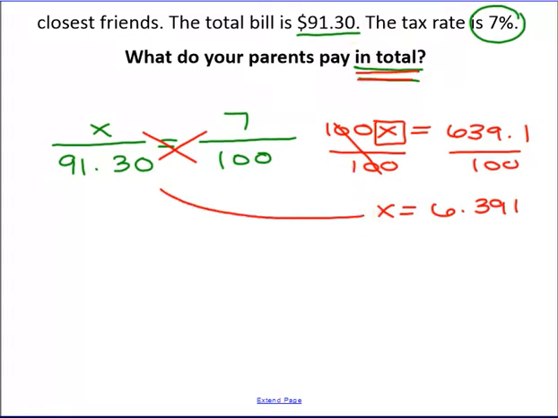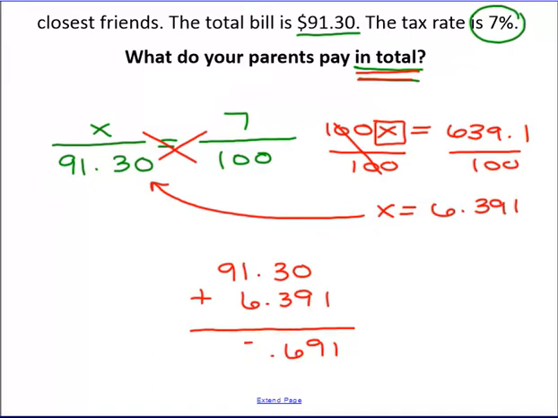So I need to take this and add it back to the original price. $91.30 plus 6.391. I'm going to add this up real quick. So I get 97.691. This is an unacceptable way to write money. I can only have 2 spots after the decimal. This 1 is going to tell the 9 to stay exactly where it is. So I just get rid of the 1. So the total cost for dinner is going to be $97.69.